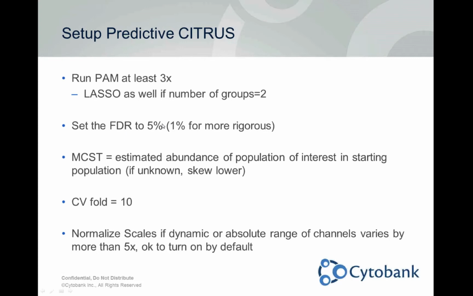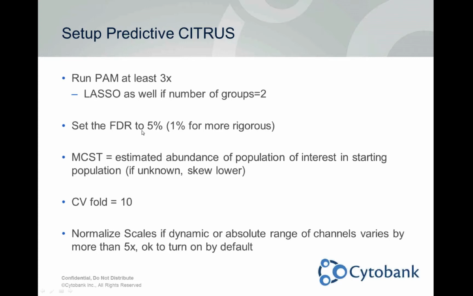You can set the false discovery rate to whatever value you want within a range for the predictive version of CITRUS, not just 1, 5, and 10%. 5% is a great starting point. That's pretty common statistical practice. But if you want to be more rigorous, if you want to have that much less of a chance of finding a false positive, feel free to type in 1%. And again, these are similar to a multiple hypothesis testing adjusted p-value of 0.01 or 0.05.